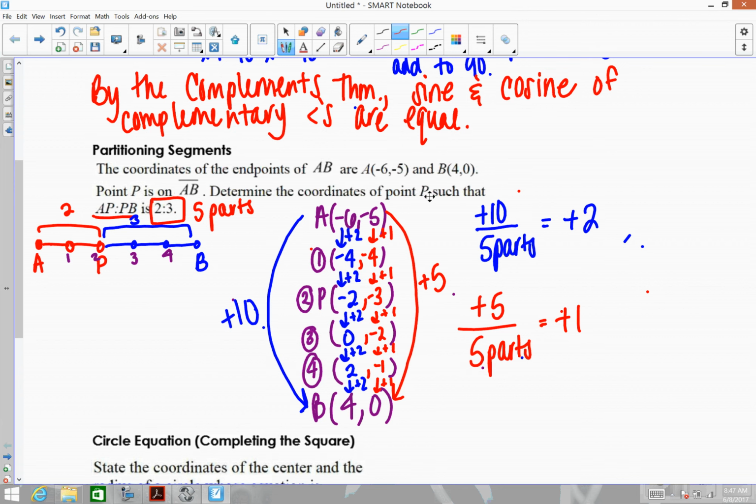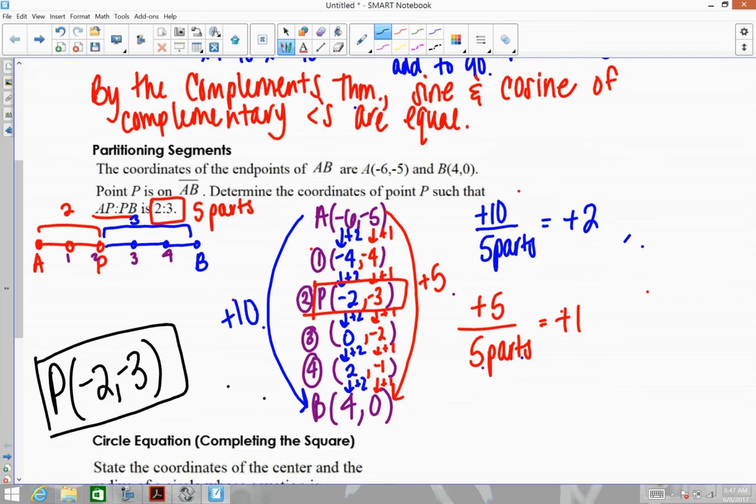So the answer here is state the coordinates of P. So P is this coordinate right here. Off to the side, I'm just going to write P, and then -2, comma, -3. Make sure you have those parentheses, otherwise you will only get half credit on this question if it's a 2-point question. So you want to make sure that you remember to put your parentheses.